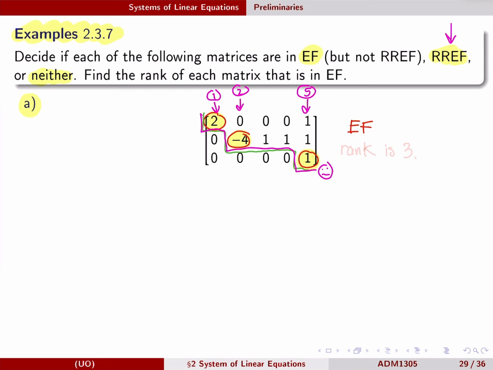Is it in row reduced echelon form? No, some of those pivots are not equal to 1. But anyways, because it is in echelon form, we can find the rank. And because there are 3 circles here, the rank is 3.